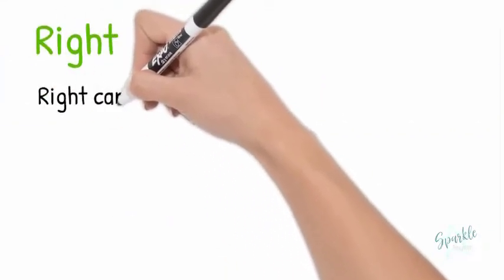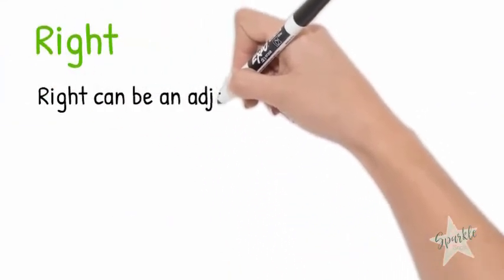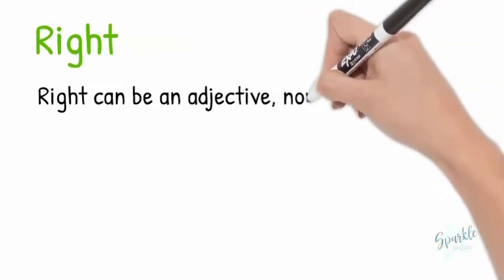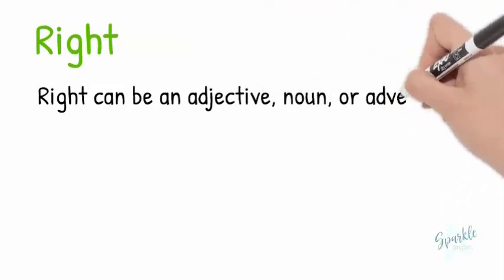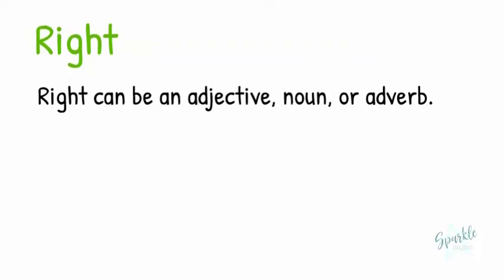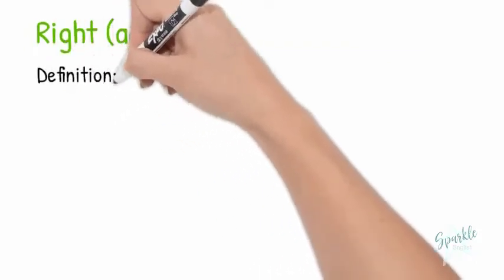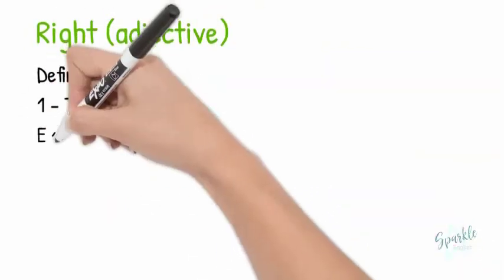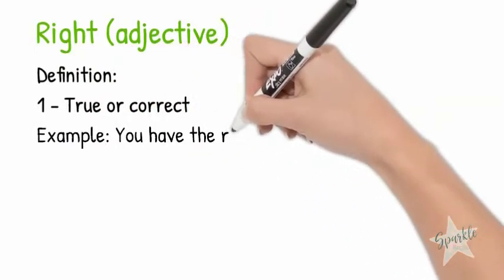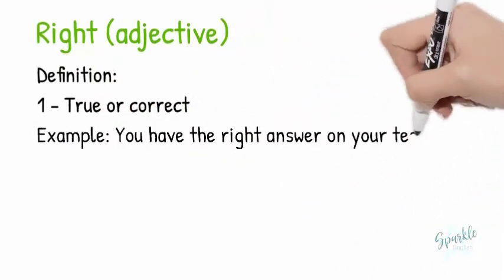Right, spelled R-I-G-H-T, can be an adjective, noun, or adverb. Let's review right as an adjective. If something is right, it means it is true or correct. Example: you have the right answer on your test.